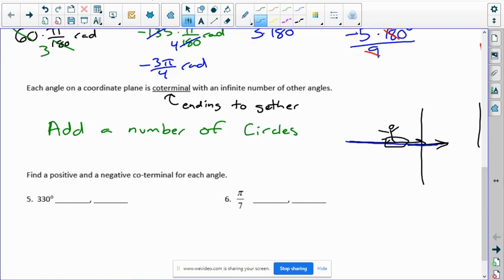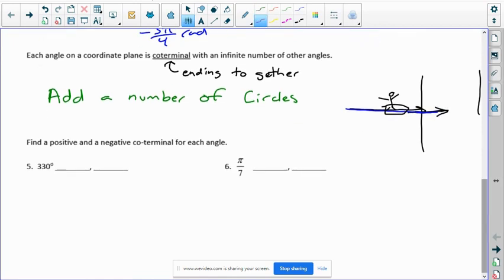So we want here a positive and a negative coterminal angle for each. Well, if I have 330 degrees, I just add a circle, which is 360 degrees, to get 690 degrees. To get a negative angle, I could have also gone the other direction in a circle. So subtract 360 from 330 and get negative 30 degrees. Those are both going to start and end in the same place.